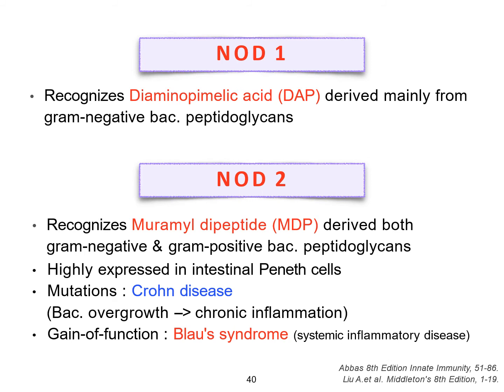NOD1 recognizes diaminopimelic acid (DAP) derived mainly from gram-negative bacterial peptidoglycans, and NOD2 recognizes muramyl dipeptide derived both from gram-negative and gram-positive bacterial peptidoglycans, and it is highly expressed in intestinal Paneth cells. Loss-of-function mutations lead to Crohn's disease, bacterial overgrowth leading to chronic inflammation, and gain of function leads to Blau's syndrome, a systemic inflammatory disease.